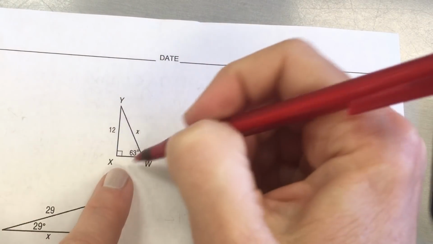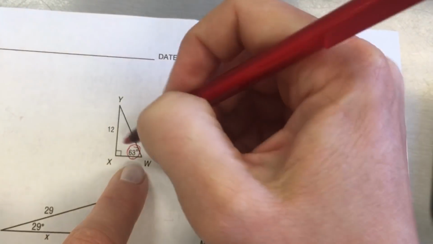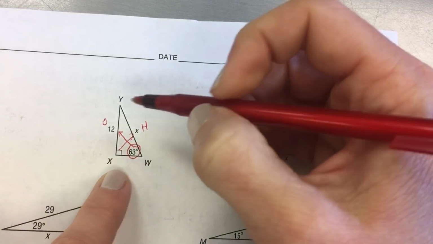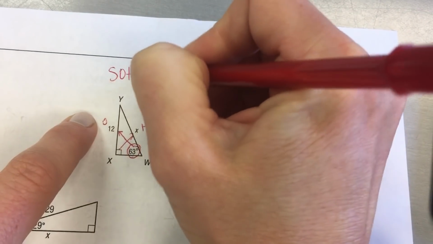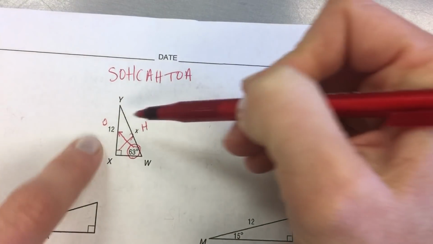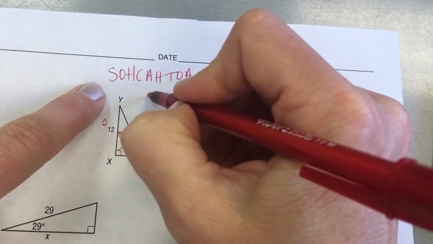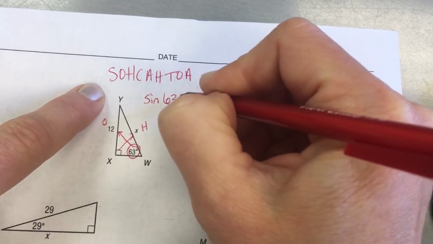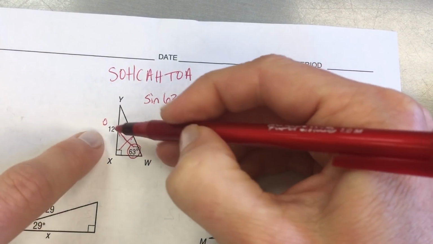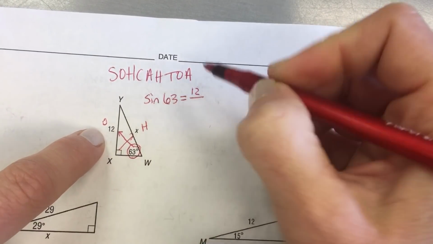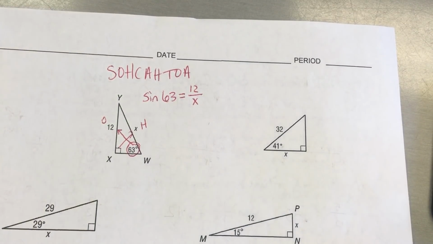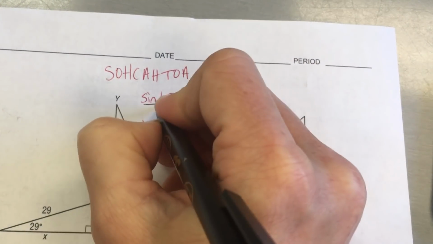All right, so let's do this problem. So you start with your angle and you label your side. So this is opposite, and then the one I'm trying to find is my hypotenuse, is across from the right angle. So SOHCAHTOA. So O and H is sine. So sine. You always write the angle next. 63 equals. Opposite is 12. And hypotenuse is x. All right, so this is one where I'm going to need to do the butterfly because x is on the bottom. So put 1 on the bottom.